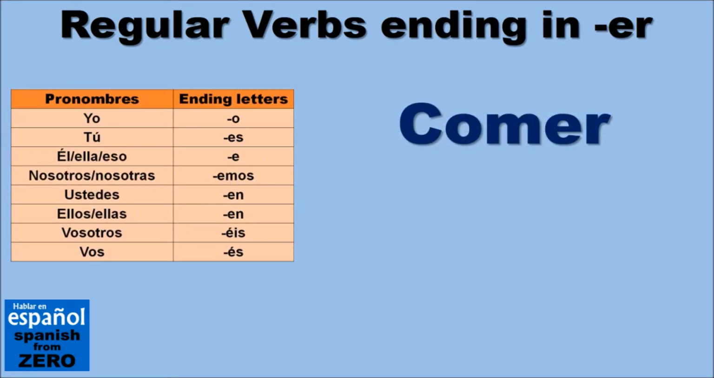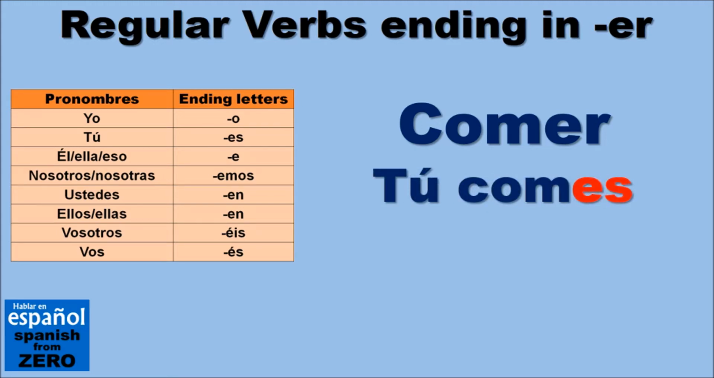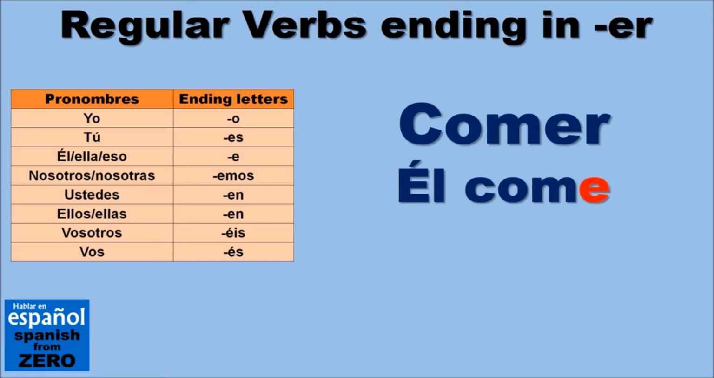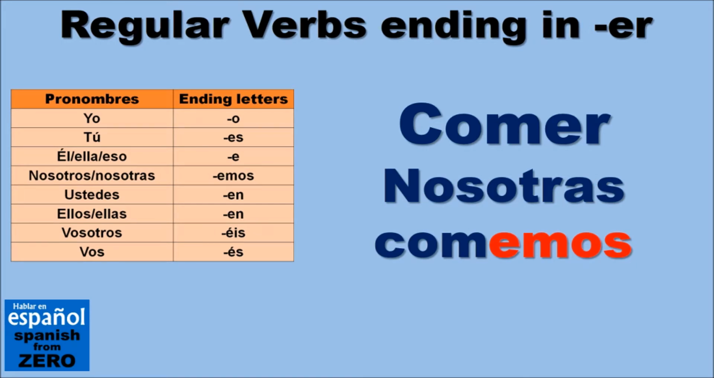So let's see an example, the verb comer, to eat, how we can conjugate it. Here's the first conjugation: yo como. The next one, can you do it? Tú comes. Very good. The next one, could you do it? Él, ella, usted, come. Él come. The next one, nosotros or nosotras, comemos. Nosotras comemos.